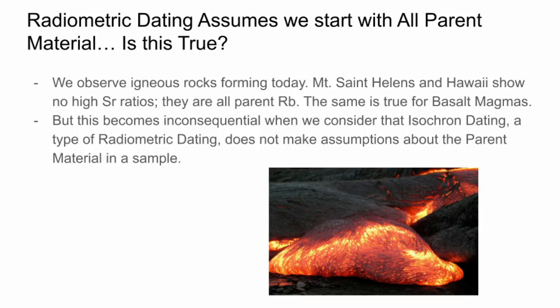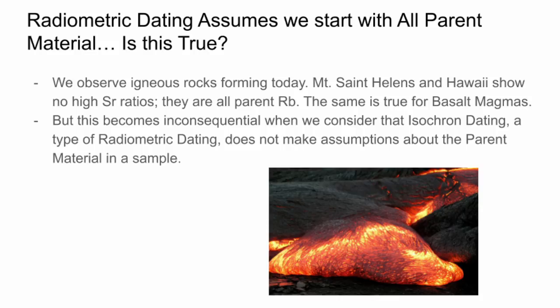So when we date these older rocks, we usually use, it's a bit outdated today, but it's still good for isochron, a ratio called rubidium-strontium. So the parent is rubidium, it's decaying into strontium, and when we measure these new rocks that are forming, they're all rubidium, always. They're all parent material. And we can observe this, like I said, at Mount St. Helens, Hawaii, and in basalt magmas today.